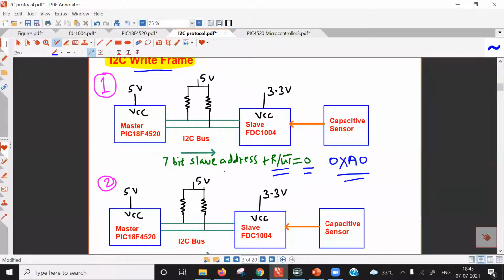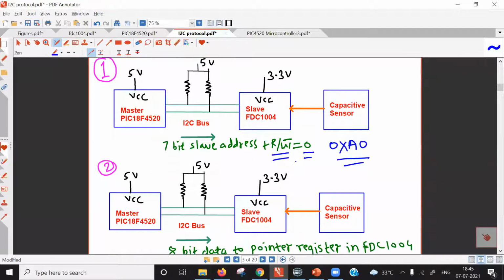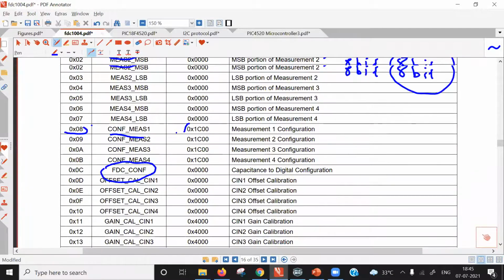So first of all, slave address must be transmitted along with read write bit. All slave devices will receive it. One slave device may find address match. Now as we are transmitting 0xA0, if FDC1004 is connected on the I2C bus, this FDC1004 will find address match. And for the next cycle, it will start responding back to the master. So let us look at this timing diagram.